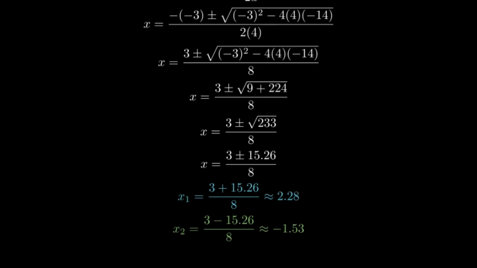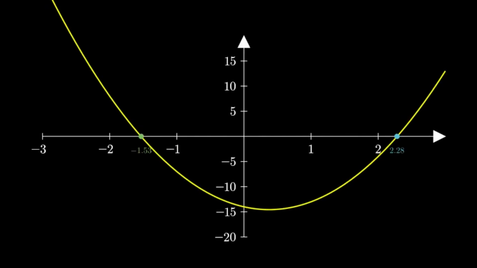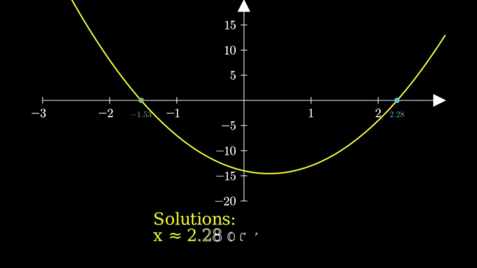Let's visualize these solutions on a graph. Here's our quadratic function. The x-intercepts at 2.28 and negative 1.53 are our solutions. Therefore, the solutions to the equation 4x² − 3x = 14 are x = 2.28 and x = −1.53.